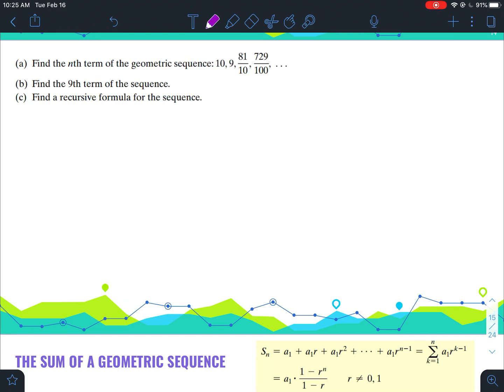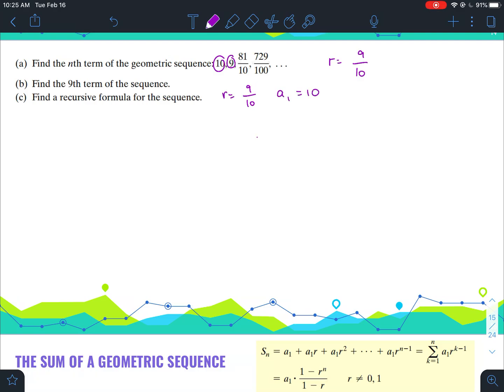So it looks like every time we're dividing by 10 and multiplying by 9. So it looks like the common ratio is going to be 9/10. We'll multiply by 9 and divide by 10. If we wanted to find that, remember you can take a term divided by the previous term, and so 9 divided by 10 would give me 9/10. So that's going to give me my r. And then that's my r, and my first term is 10.